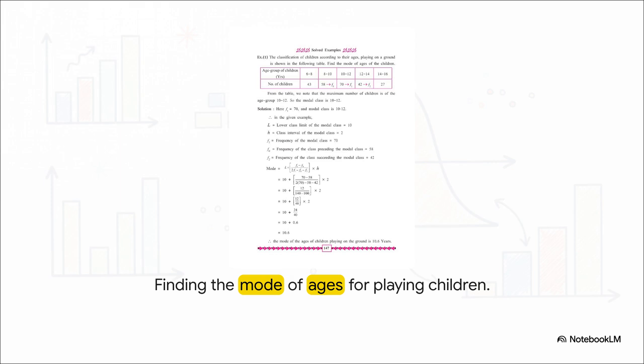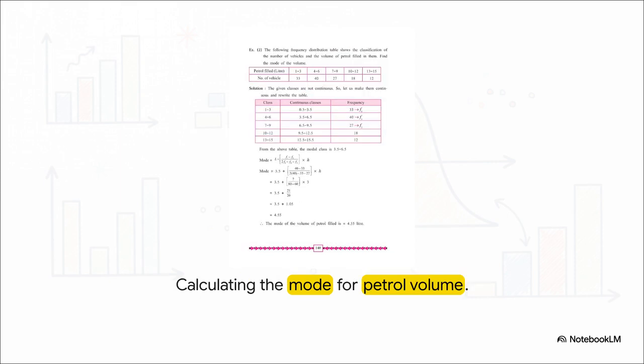There it is, 70. This instantly makes the 10 to 12 age group our modal class. So our F1 is 70. Our preceding F0 is 58, and our succeeding F2 is 42. Our lower limit L is 10, and class interval H is 2. We plug these straightforward ingredients into the formula, apply the basic math, and brilliantly, we find the mode of the ages is 10.6 years.